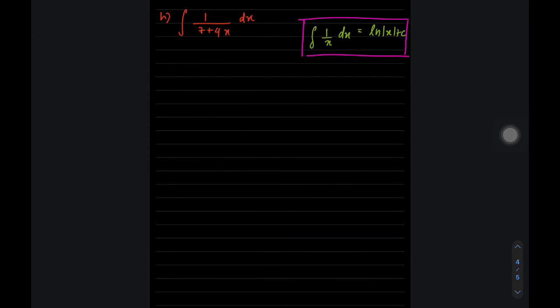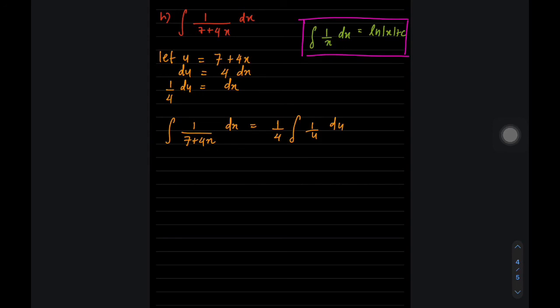Now we move to the example part H. How to integrate this function? So the first step, let u equal 7 plus 4x. Differentiate u, so you will get 4 dx. 1 over 4 du is equivalent to dx. So what happened to your question? 1 over 7 plus 4x dx is actually equivalent to 1 over 4 times 1 over u du.